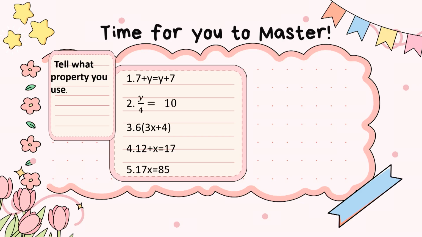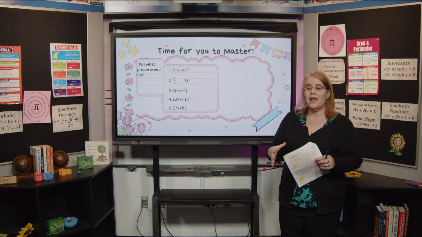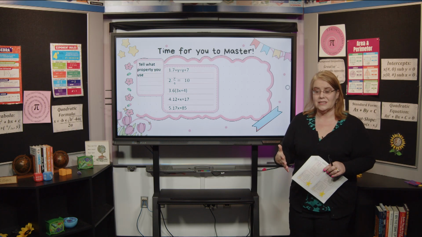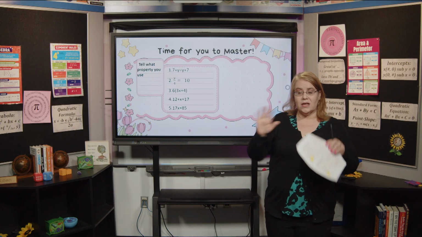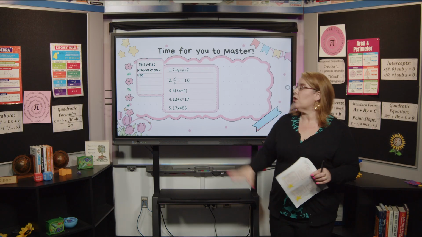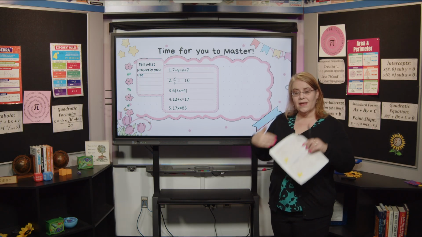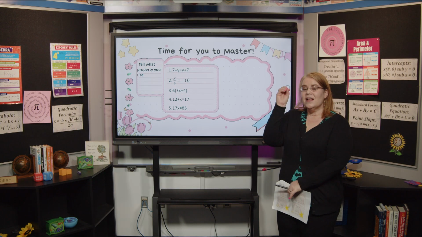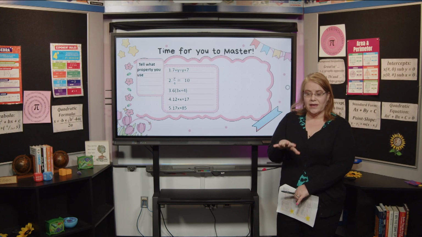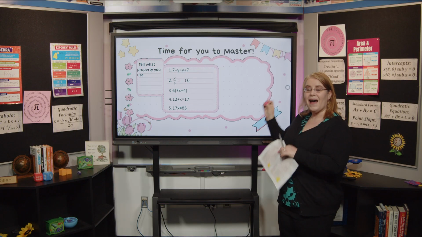So it's time for you to master. We've learned all these properties. We have taken notes on them, we've done examples, and we have done practice. So now it's your time to show me what you've learned. Pause the video, you and your table partner, go ahead and work these problems, and then come back to me and let's see what we got. All right, so here we go. Look at your work, and see if I get the same thing you do.